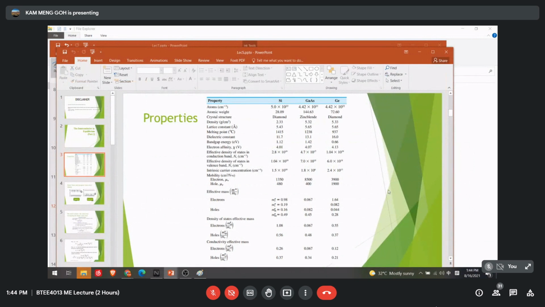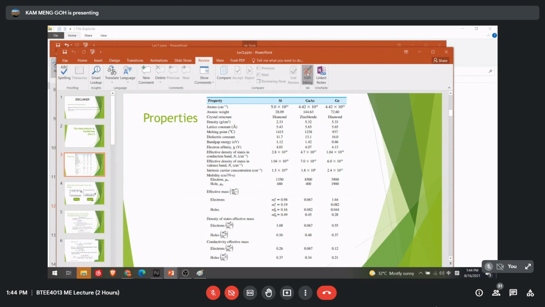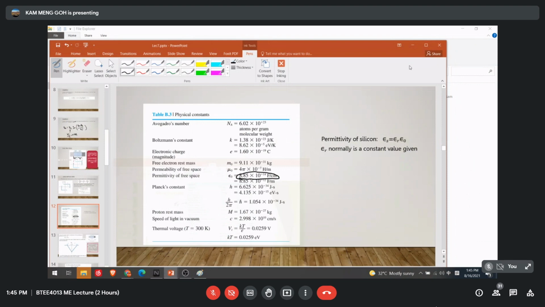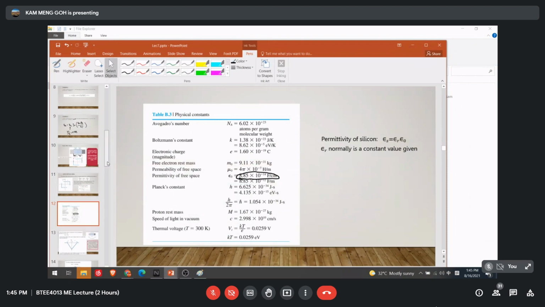Is it given here? Okay. Dielectric constant, this thing. This one is the mu R: 11.7, 13.1, and 1.0. Okay, this is mu R. So you just need to replace the right value there.